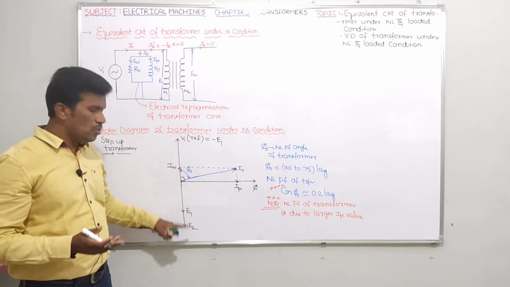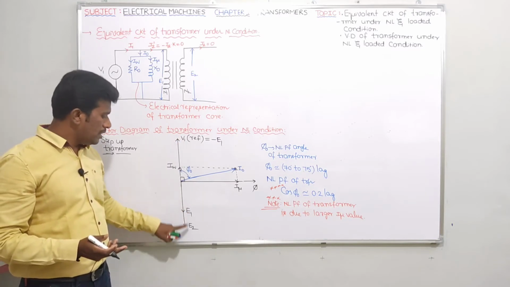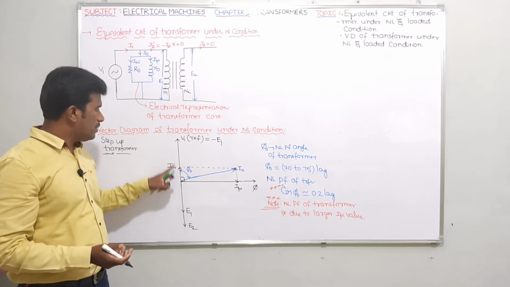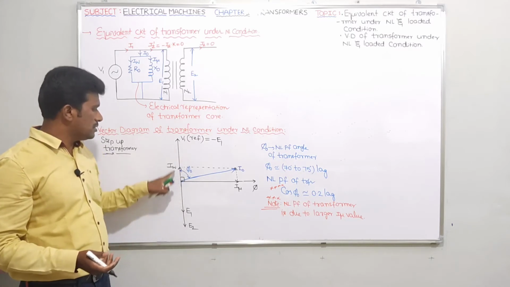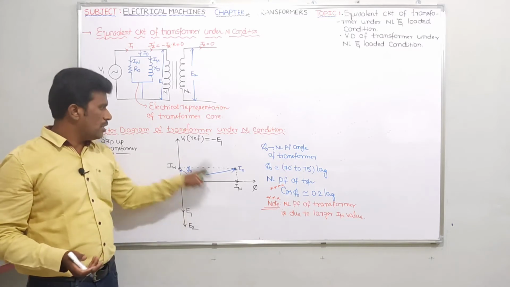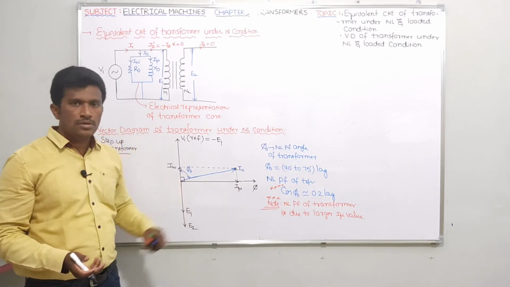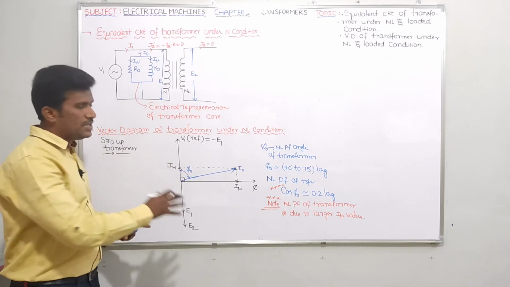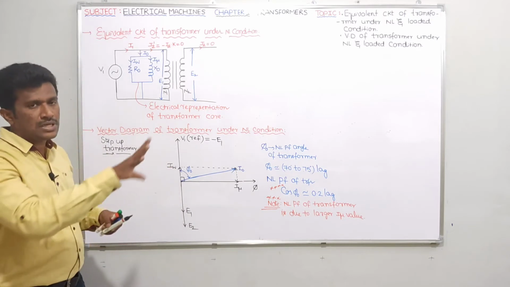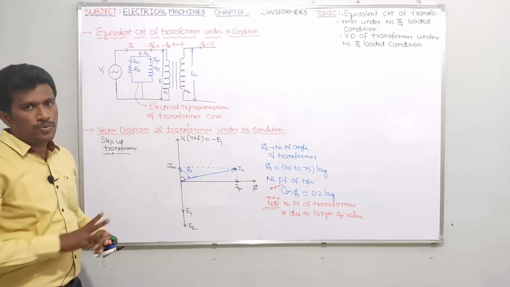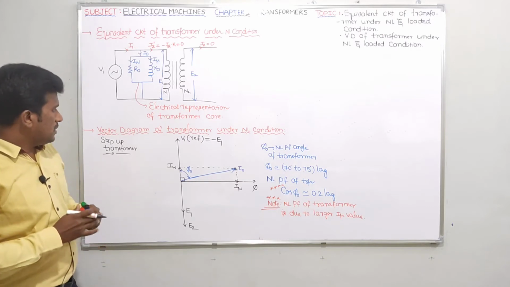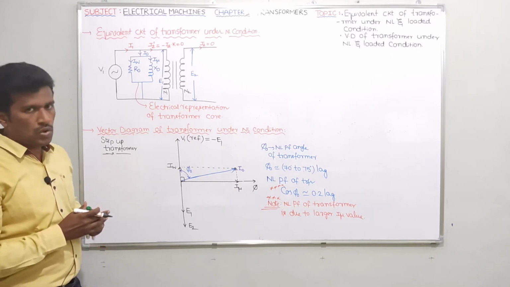Angle between V1 and E2 is 180 degrees. Angle between E1 and E2 is 0. Angle between IW and V1 is 0. Angle between Iμ and V1 is 90 degrees. Angle between Iμ and φ is 0. All those things we explained in the previous video. I am simply representing all those things from a vector point of view. Okay, right. This is the vector diagram of a transformer under no load condition.